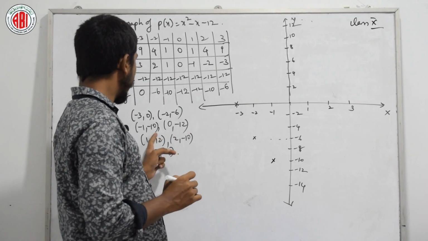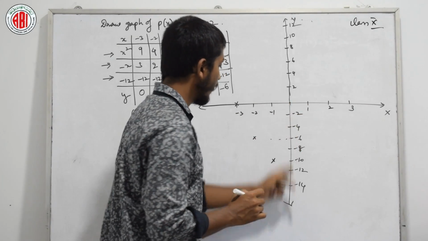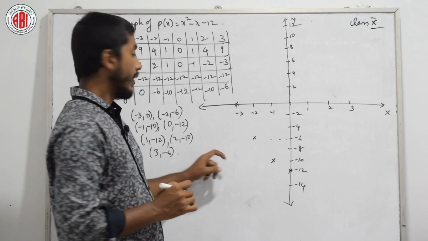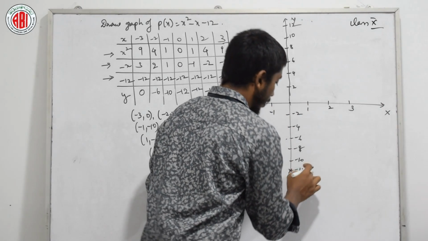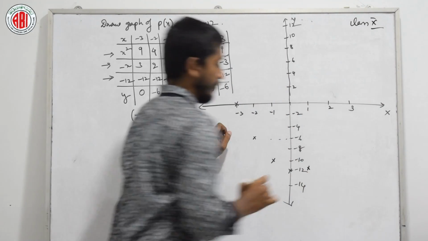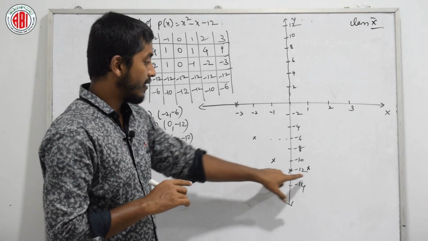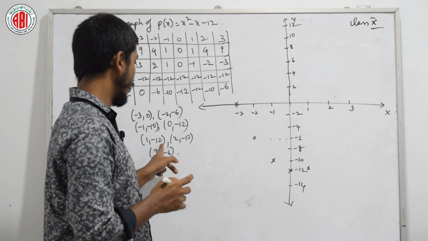Okay. The next is 0 comma minus 12. X is 0 and y is minus 12. Okay. The next is 1 comma minus 12. X is 1, y is minus 12. Again the same thing which we have got. We are getting on the same minus 12. We are getting 2 x coordinates. Let us see how to draw.